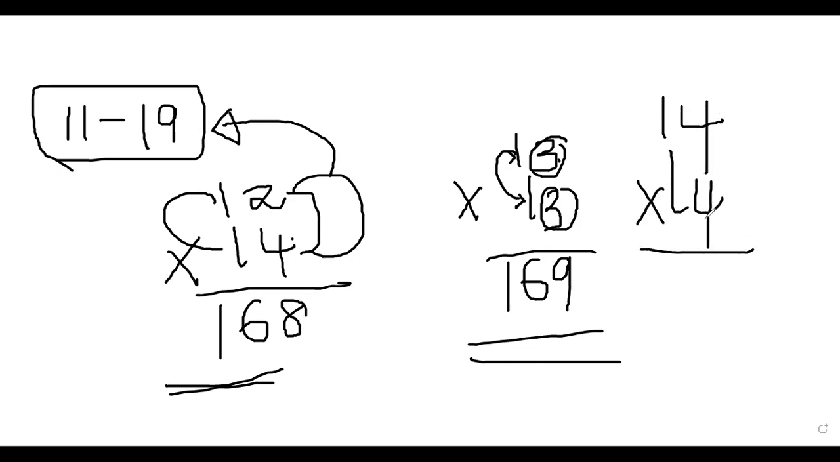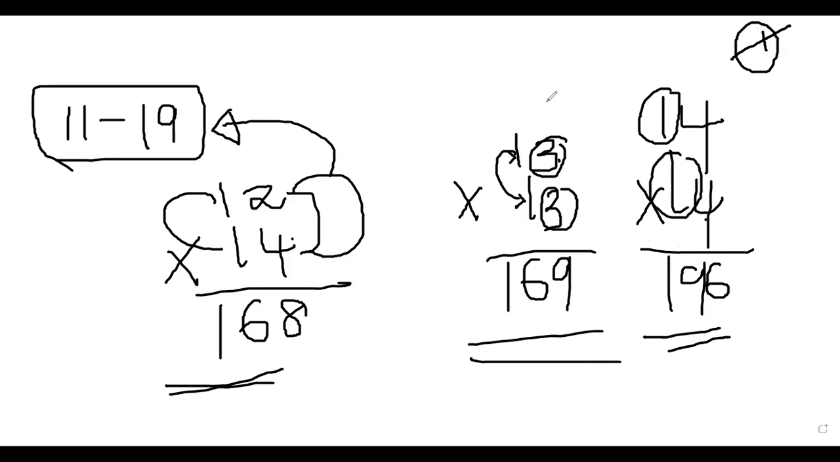So 4 times 4 will be 16, but we only write a single digit, so 1 will be a remainder. And now we have to add those last digits. So 4 plus 4 will be 8. If we add that 1 with that 8, the answer will be 9. And then we always multiply the first digits, so it will be 1. So the final answer will become 196. Right? Keep this technique in mind.